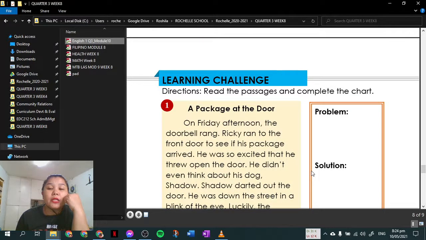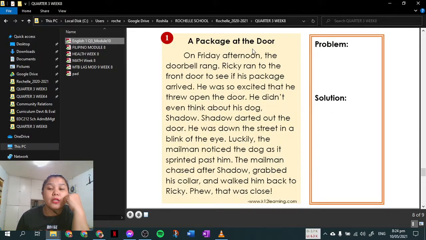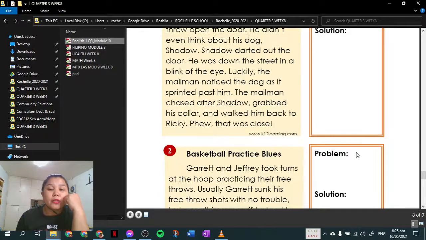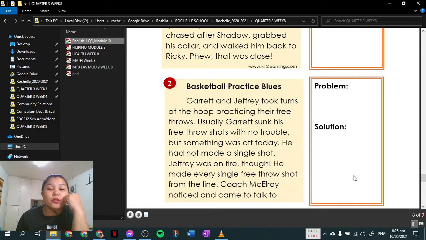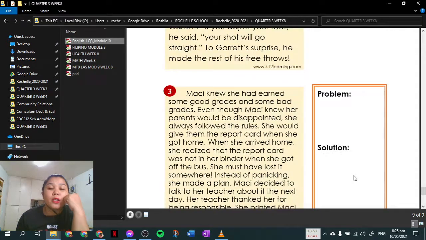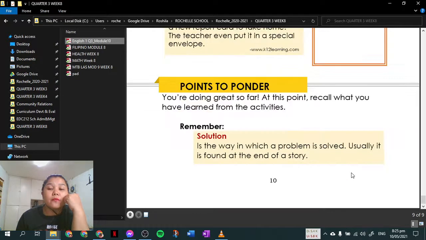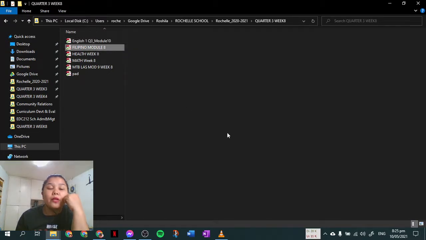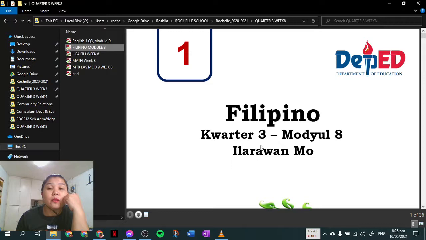And then learning challenge, directions, read the passages and complete the chart. So there are short stories wherein beside it is a box wherein you have to write the problem and then the solution. Use short answers. So that's also for number 2, a very short one. Number 3, another story. And then the last part is points to ponder. It's like a summary of what the module was all about.